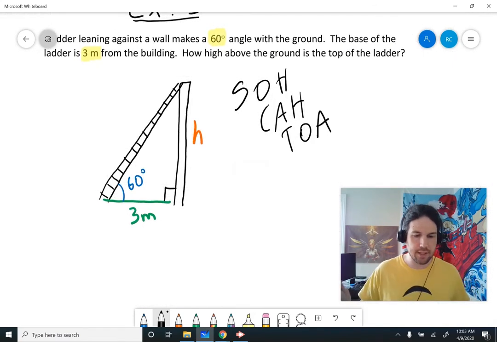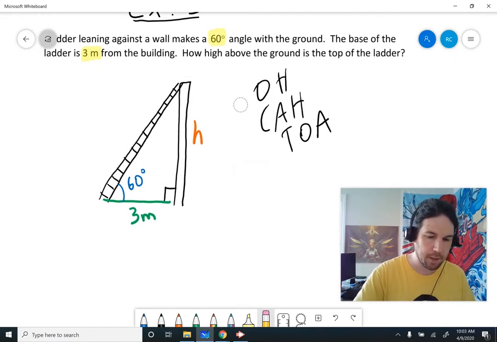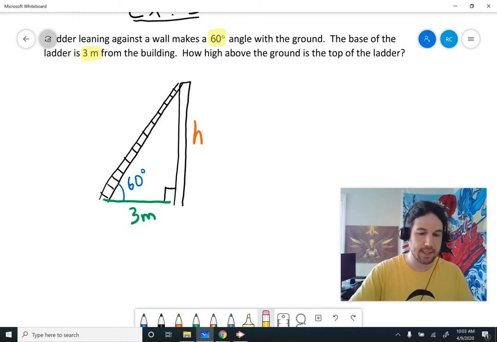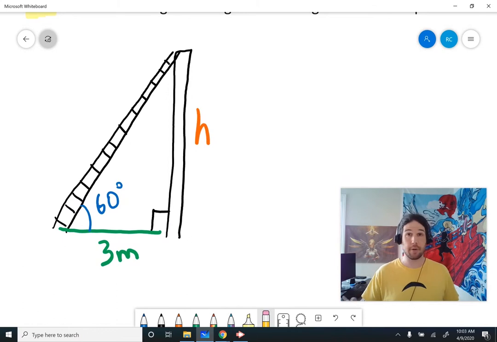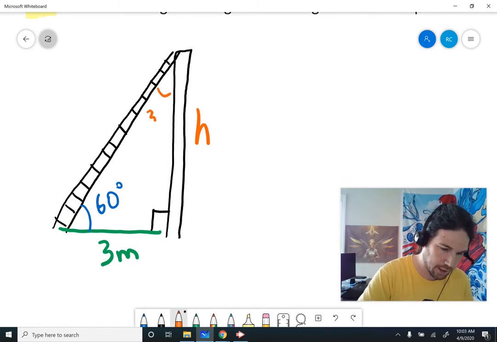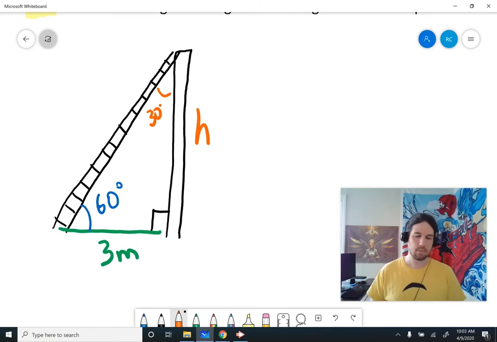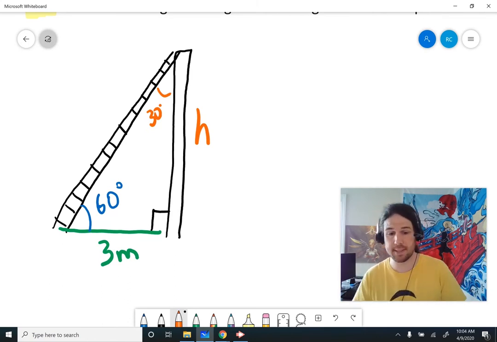Because this is one of our special right triangles. This is the 30, 60, 90 triangle, right? If that angle is 60, the other angle, the small angle on the top, must be 30 degrees. Now, if you have your notes out about 30, 60, 90 triangles, and you really should have your special right triangles just like on a piece of paper next to your desk, because you'll probably see them a lot.